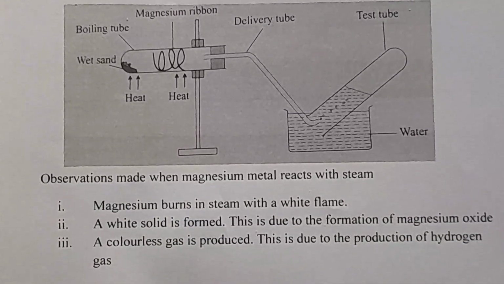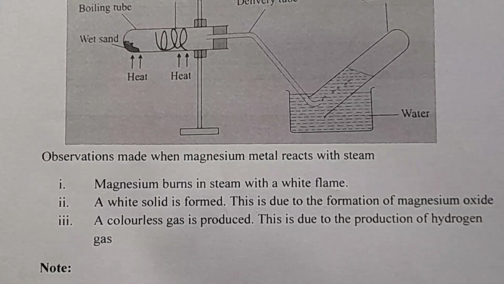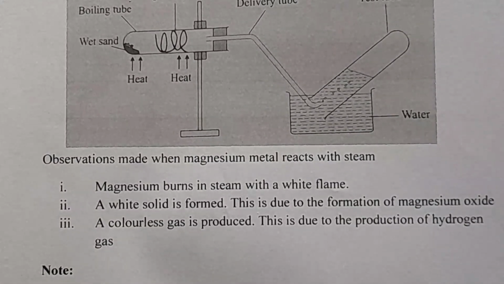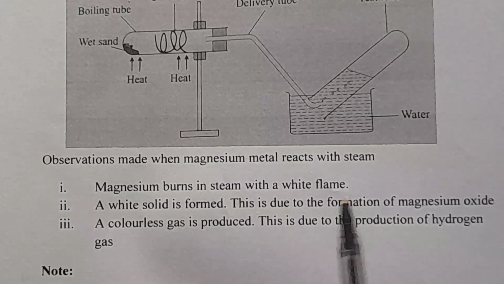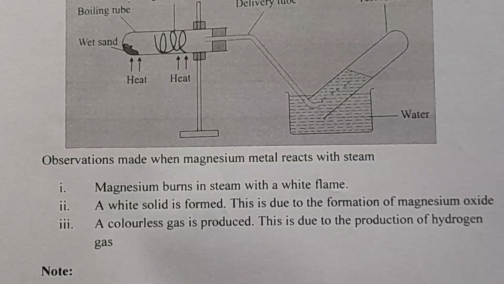So observations made when magnesium metal reacts with steam. The first one is magnesium burns in steam with a white flame. Number two, a white solid is formed. Reason: this is due to the formation of magnesium oxide. Magnesium oxide is white in color. Then number three, a colorless gas is produced, and this is due to the formation of hydrogen gas, which is collected over water.